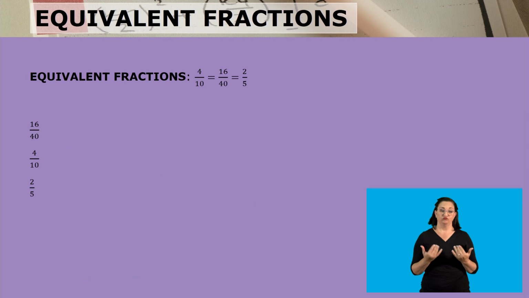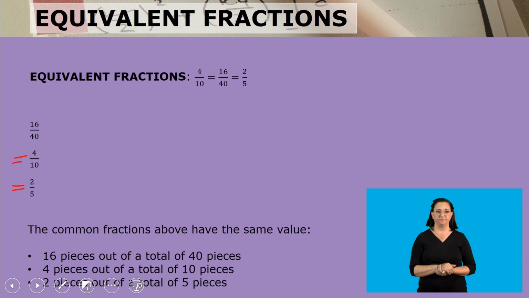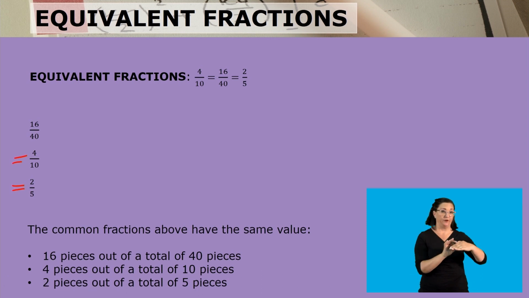So when we are looking at equivalent fractions, remember we have 4 divided by 10, which equals 16 divided by 40, which also equals 2 divided by 5. As you can see, they look different, they have different numerators and different denominators, but all of them are equal to the same thing. The equivalent fractions above all have the same value.